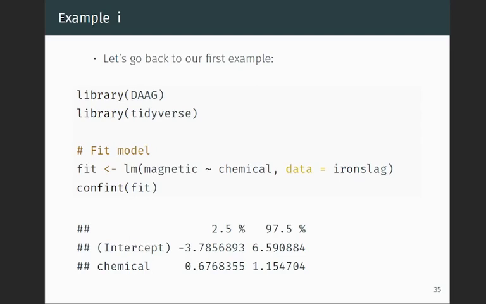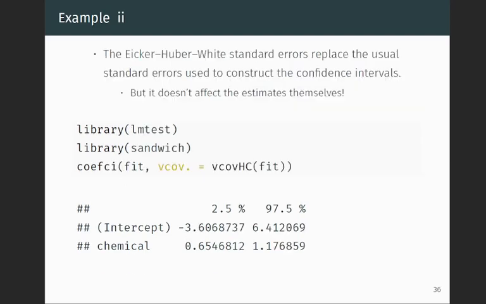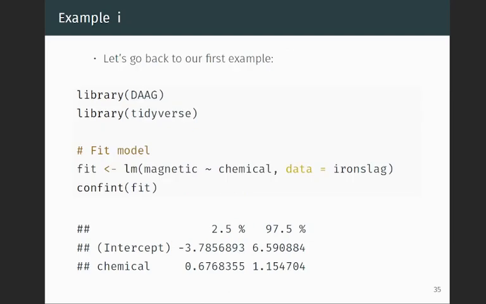Okay, so how do we do this? Let's go back to the first example. Here I'm loading the DAAG package, and I'm fitting the same model we had earlier: magnetic tilde chemical, and then data equals ais lag. Here I'm again computing the confidence intervals, and I'll just point out that we get 0.68 to 1.50, more or less.